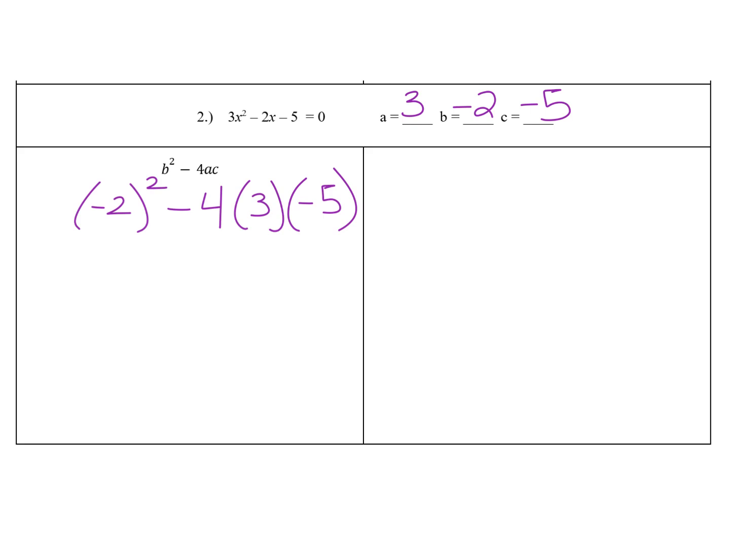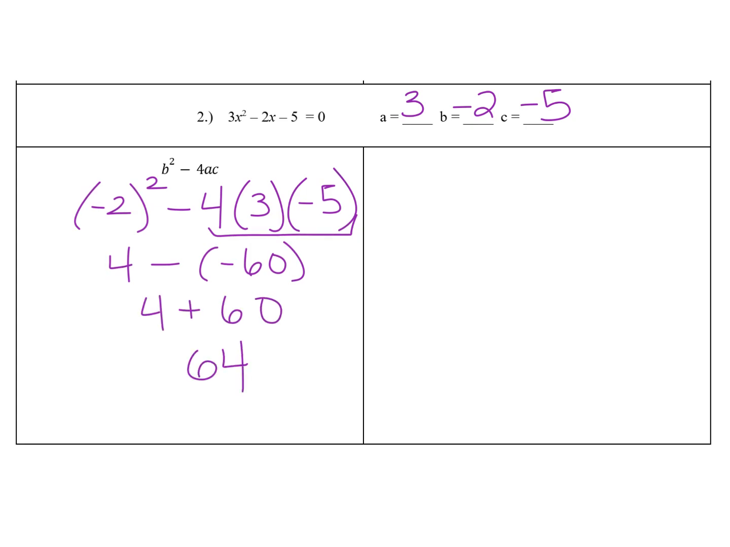We do -2 squared is +4. So b squared is always going to be positive, okay? Minus 4 times 3 times -5, that gives me -60, which is really the same as 4 plus 60. So the discriminant is 64. So that's the part that goes inside the radical.